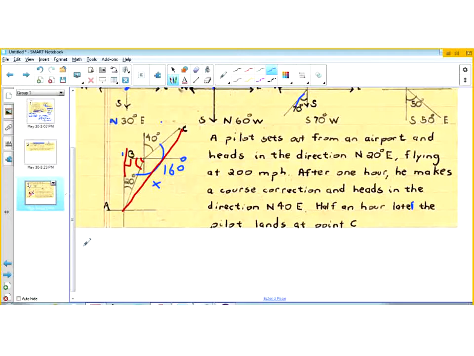Okay, so we will have x squared is equal to 200 squared plus 100 squared minus 2 times 200 times 100 times the cosine of the angle between 200 and 100, which is 160. And when you figure that out on your calculator, be sure it's in degree mode. x would equal 295.95 miles.